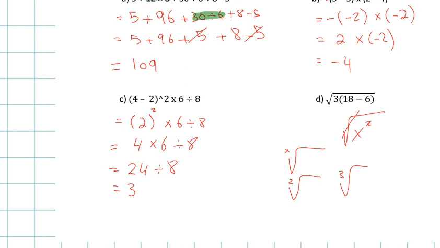What do I have to do first? Brackets, right? So in this case, the whole thing inside the square root has to be done first. You have to simplify that first before you do anything else. So you're going to have 3 times the square root of 18 take away 6. What's 18 take away 6? 12.